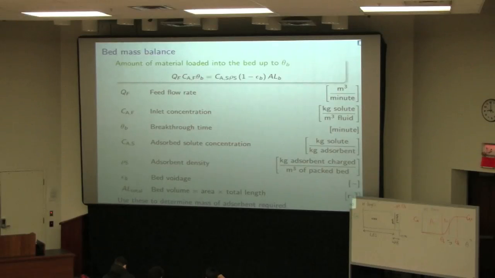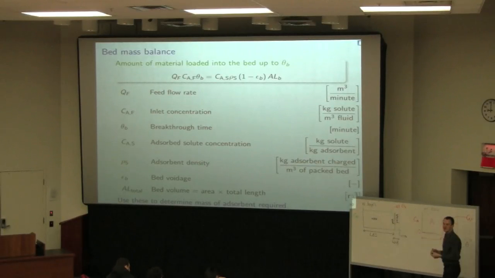Assuming that at time theta B, when I stop my bed, so that's essentially here between time zero and theta B, I've operated my bed over this duration, and then I've stopped. Assuming this value over here to be essentially zero, so in my effluent I'm not seeing any effluent coming out.